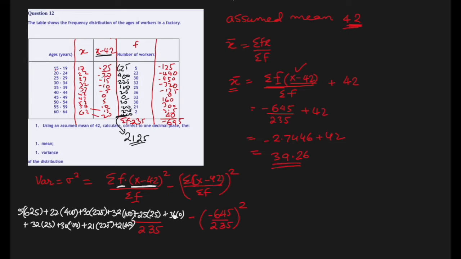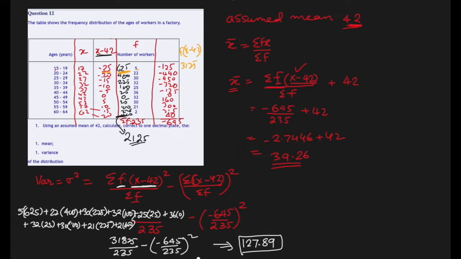Okay, I finished it, and there was not much space to write it. I could have just written it here, like 625 times 5, 3125, which would become f times (x minus 42) squared. But I've done it manually here. When I added all of these, I got 31,825. Then we divide by 235, minus 645 over 235 squared, and let's put this in a calculator. I've done that in the background already, so I got 127.89. That is the variance of this data. A little complicated, but if you know the logic of why we do this, it would be easy.